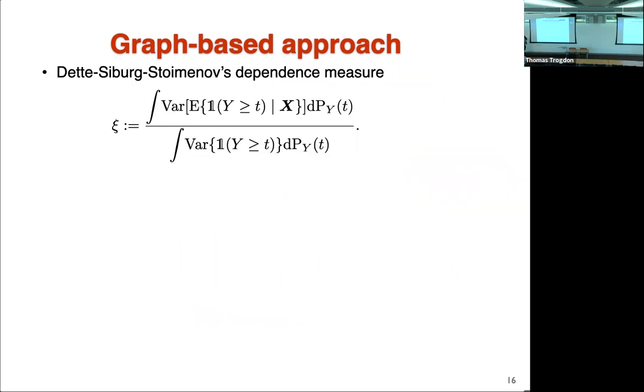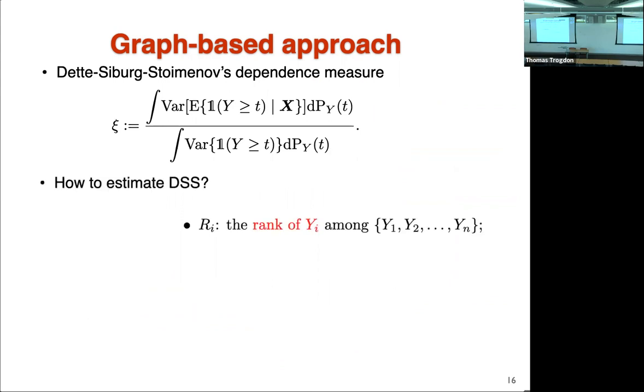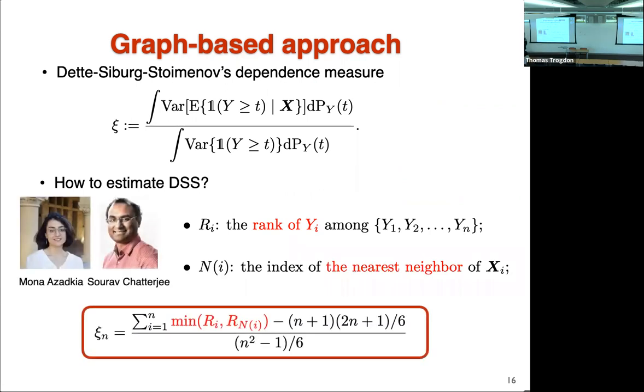Then again, the problem is how to estimate it. It really gives us something that we cannot estimate. How about this one? Let me give you some notation. Ri is the rank of y. Ni is the index of the nearest neighbor of xi. And here is Azadkia and Chatterjee's correlation coefficient. Just read it. Super simple, right?